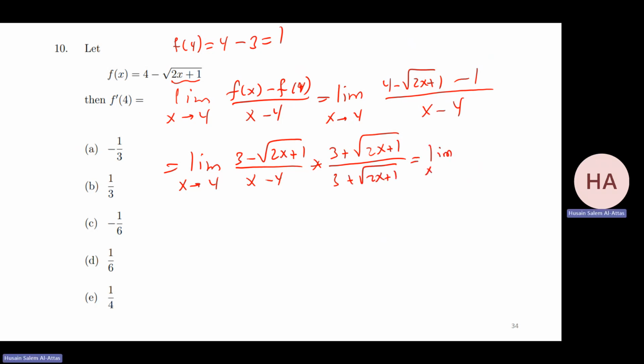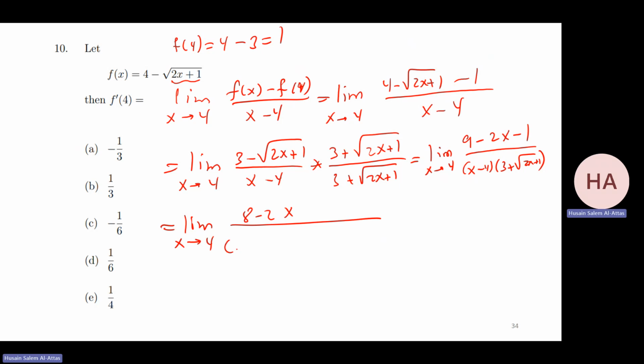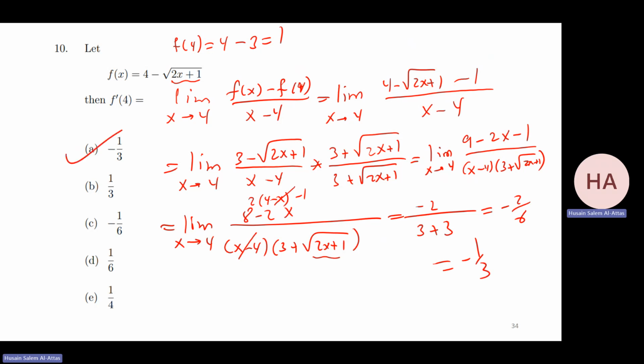That will be what? Limit as x goes to 4 of (9 minus 2x minus 1) over (x minus 4)(3 plus square root of 2x plus 1). And that will be what? Limit as x goes to 4 of (8 minus 2x) over (x minus 4)(3 plus square root of 2x plus 1). This is 2 times (4 minus x), which gives me minus 1, so that will be minus 2. As x goes to 4, this is 3 over 3 plus 3, which is minus 2 over 6, which is minus 1 over 3, which is this one.